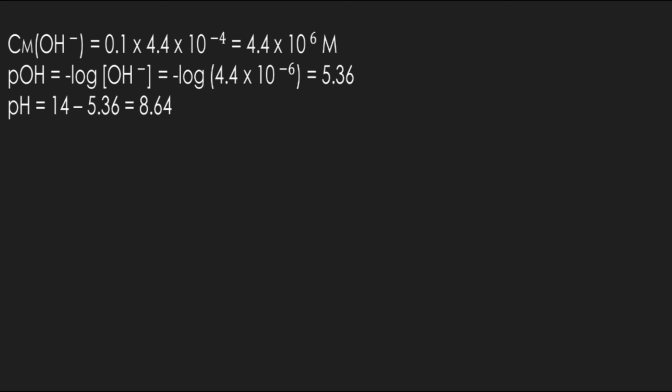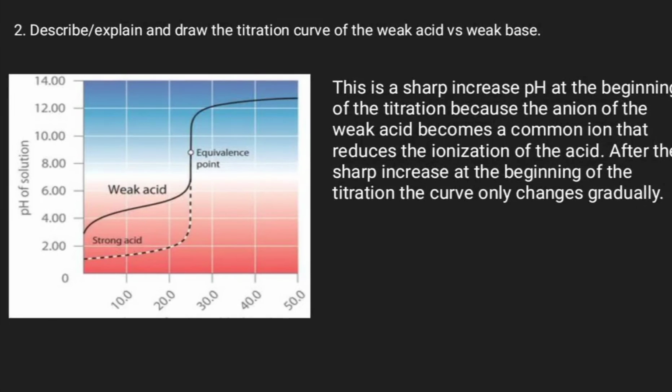From this, we can now find pOH. pOH is equal to negative log OH negative, which is equal to negative log 4.4 times 10 to the power of negative 6, which is equal to 5.36. And pH is 14 minus 5.36, which is equal to 8.64. Let's proceed to number 2.